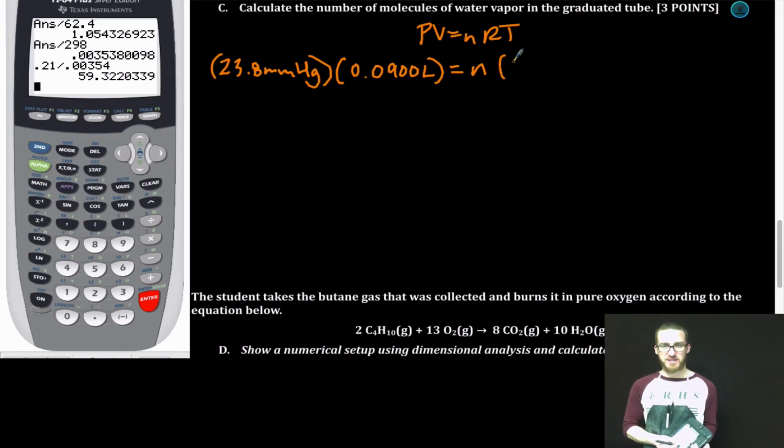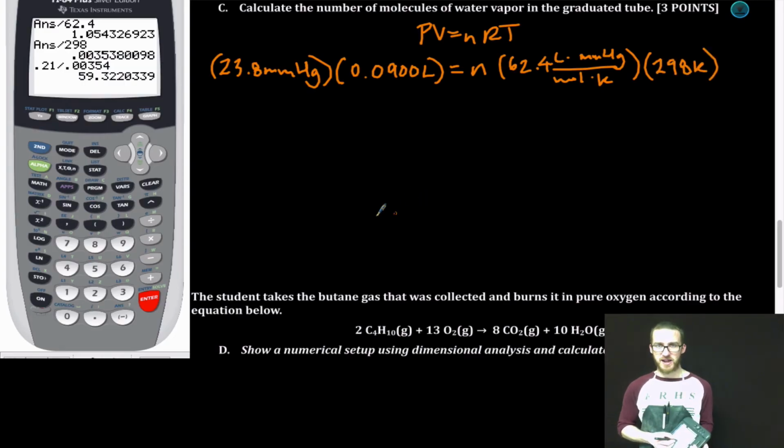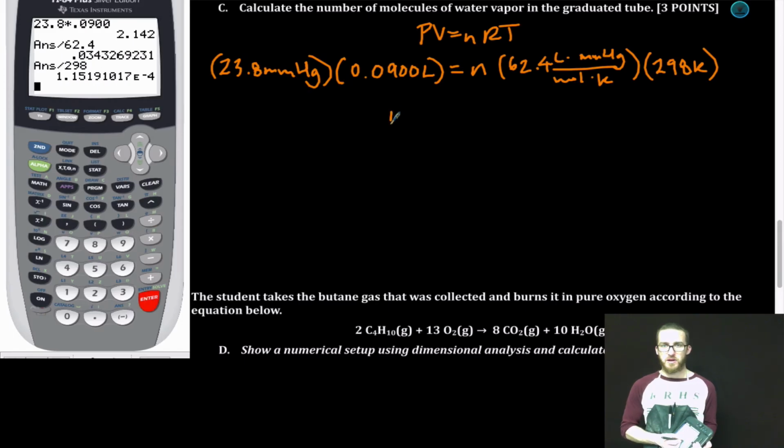I'm going to solve for number of moles. My gas constant, 62.4 liters times millimeters mercury per mole Kelvin, times my temperature in Kelvin, 298. Calculator time. 23.8 times 0.0900, answer, divided by 62.4, answer, divided by 298, answer. Number of moles equals 1.15 times 10 to the minus 4 moles of water vapor.